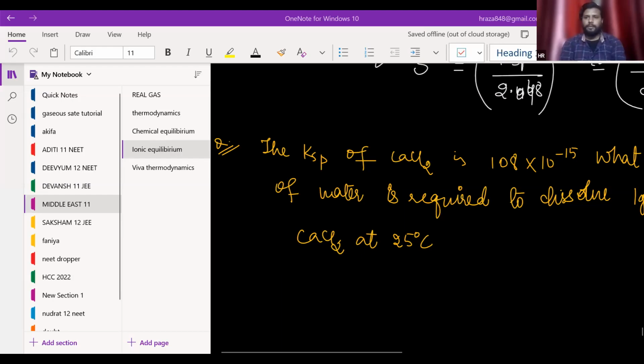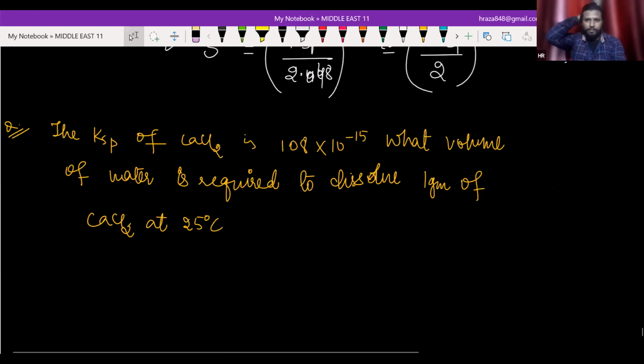Actually, we were studying solubility. Now, I had given you this question. Everyone solved it?